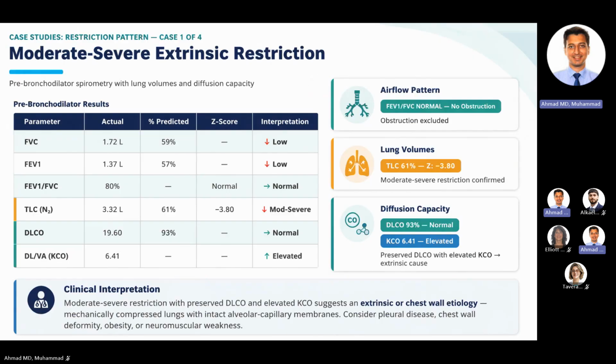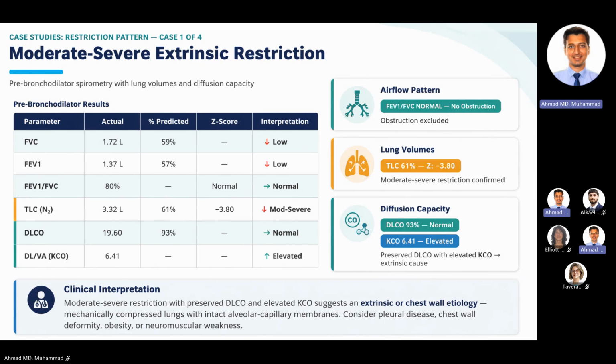Now, restriction pattern. You look at the FEV1 FVC ratio, which is normal. You look at the FEV1, which is low. It does not matter if your ratio is normal and the FEV1 is normal or low, you still will want to look at the FVC. Look at the FVC, which is 1.72 liters, 59% of predicted, which is low. So that constitutes mild to moderate restriction.